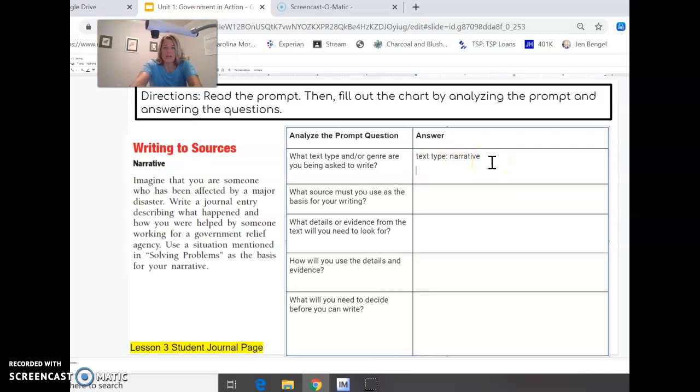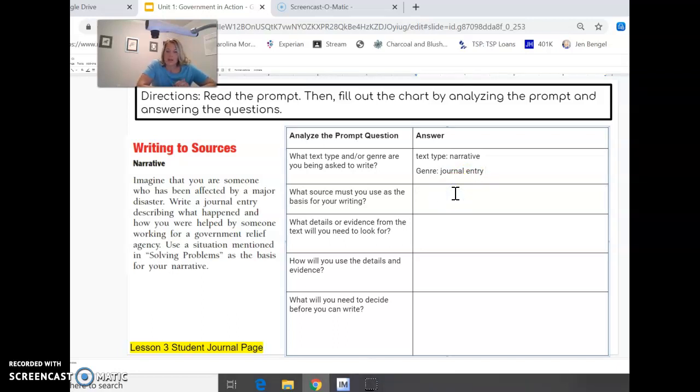The genre. Now in reading, our genre is fiction, nonfiction, and what kinds of fiction, what kinds of nonfiction. But in writing, it's what kind of narrative are you going to write? So a narrative is like a story. And in this case, it's asking us to write a journal entry. So that is the genre of writing that we are going to be doing over the next few days, a journal entry. And that allows us to understand how we're going to set up our writing.